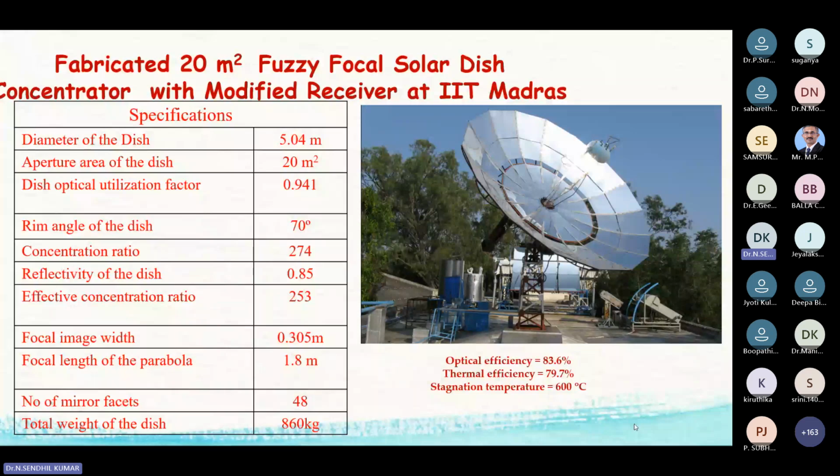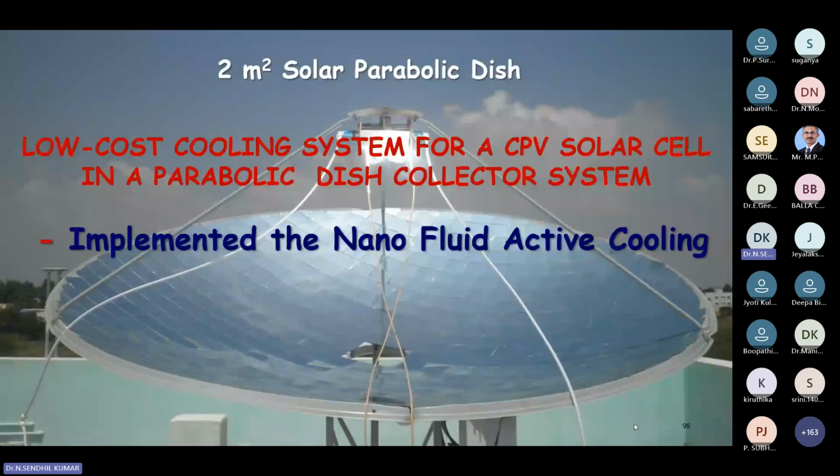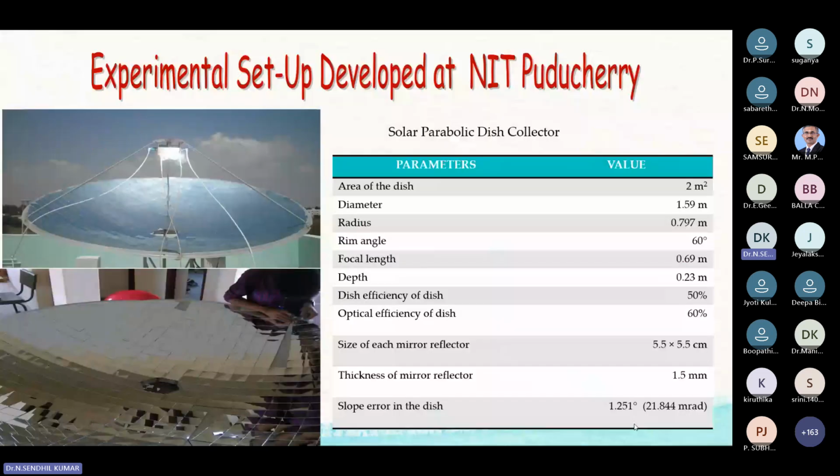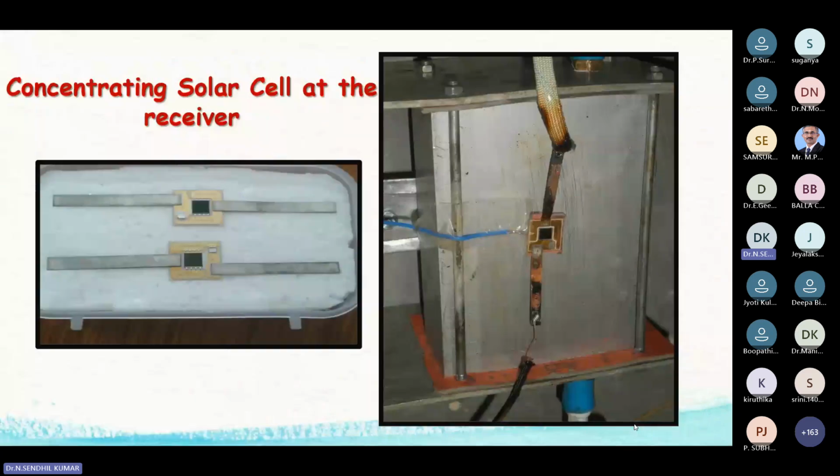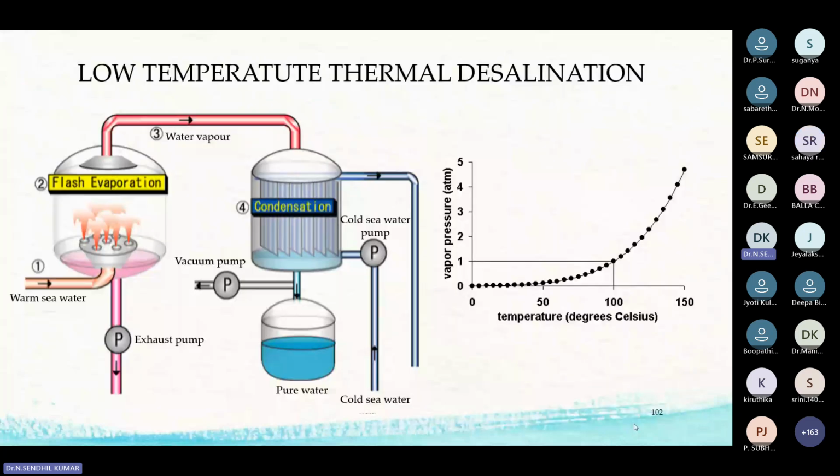Sometimes we are using nanofluid active cooling because we are using CPV. CPV means concentrating photovoltaic. Concentrating means high temperature. Whenever it is focusing, that high temperature will be there, so we have to cool the solar cells. Otherwise, the cell performance will deteriorate and it will not produce the expected VOC and ISC. That is why we are using nanofluid cooling. And a different concept here is low temperature desalination.